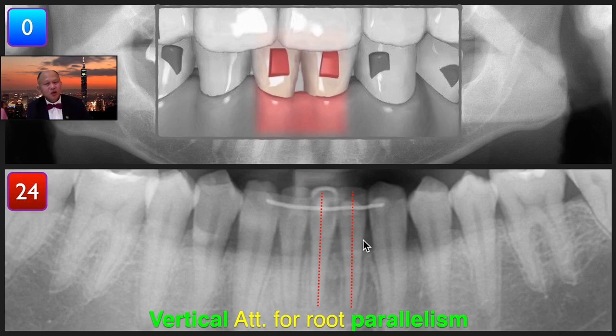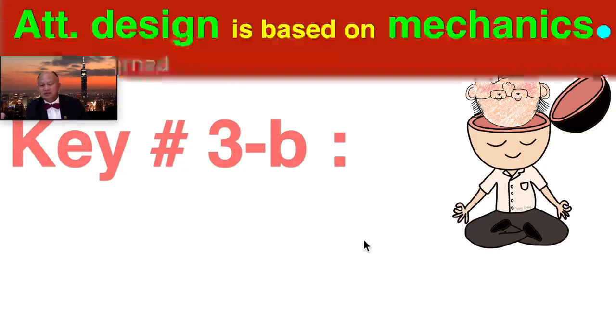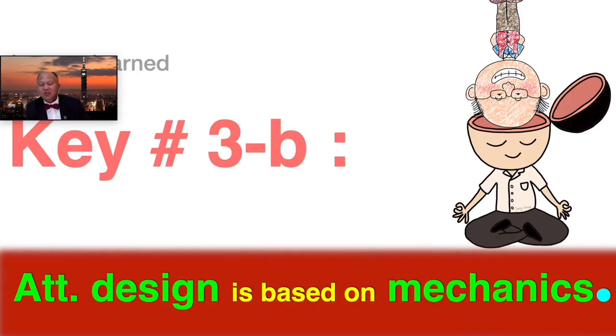So you need to know when to put the attachment, and you need to know what kind of attachment is more appropriate. Lesson learned. Key number 3B: attachment design is based on mechanics. If you are using this mechanic, you design this attachment. So when the technician gives you the attachment design, you have to think biomechanics. Use your mechanic knowledge to say, is that reasonable to get this tooth movement?